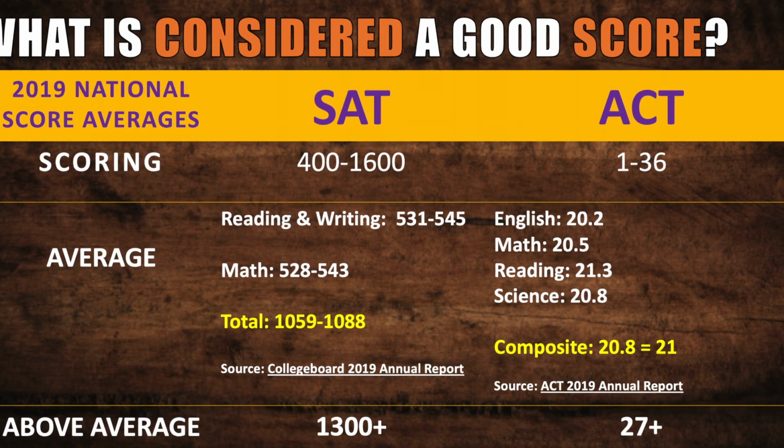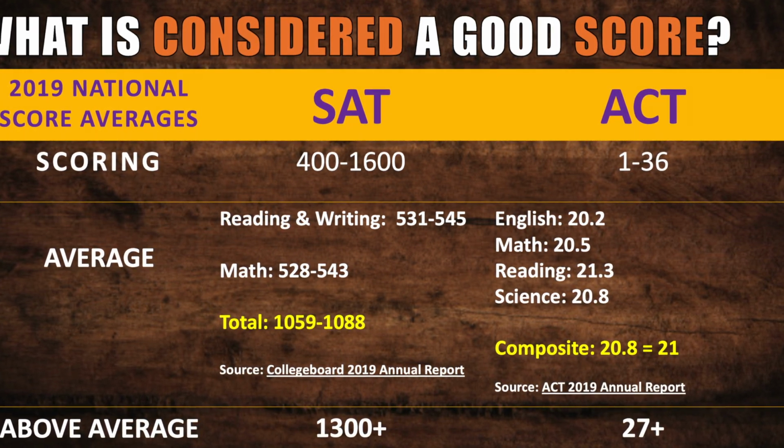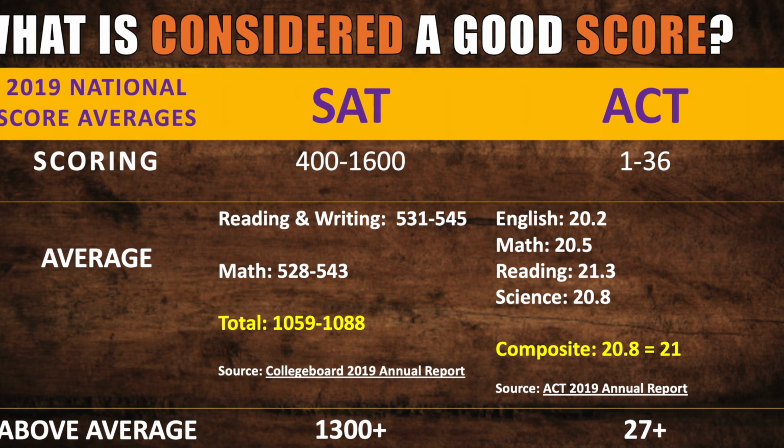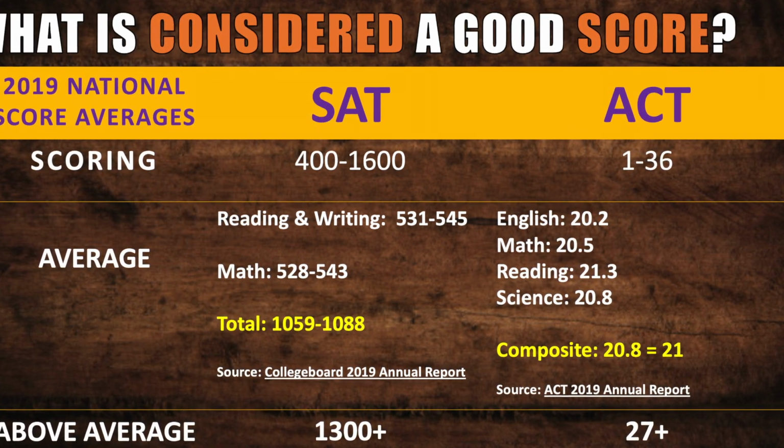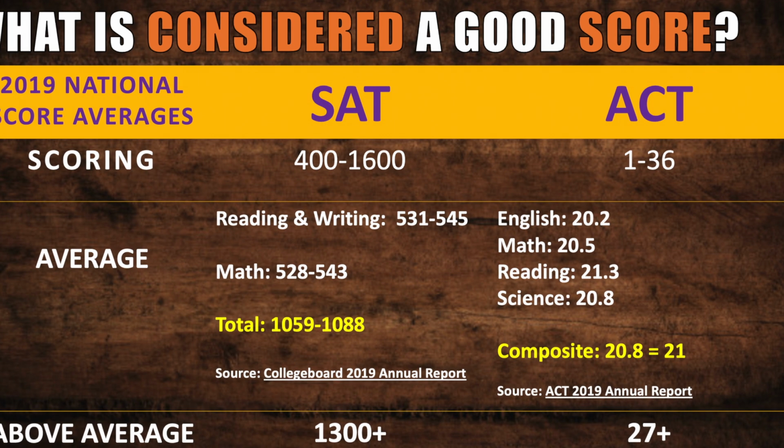If you're thinking about what a good score is, let's say for universities like NYU, then we're really looking at 1350 and above, ideally into the 1400s. Ivy League category is 1450 and above.